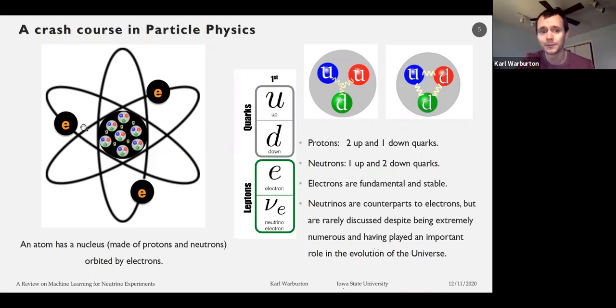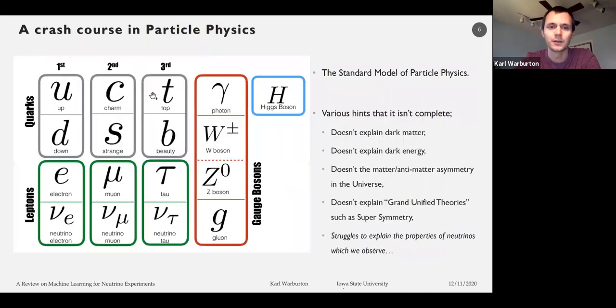Electrons are fundamental and stable, the things that orbit the nuclei, but they have counterparts, which you're very rarely taught about in normal schooling, called neutrinos. They're rarely discussed because they don't do much in the everyday life that we experience, but they have very, very profound implications for the universe. So then, everything that exists in nature that we interact with all the time is in this first column here.